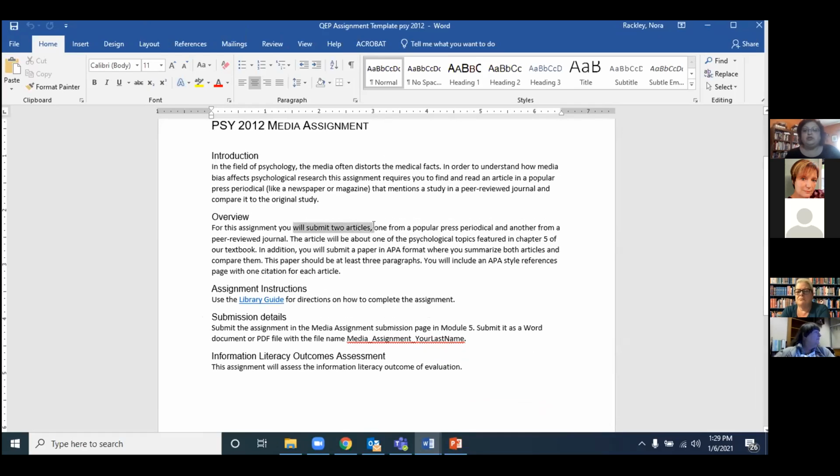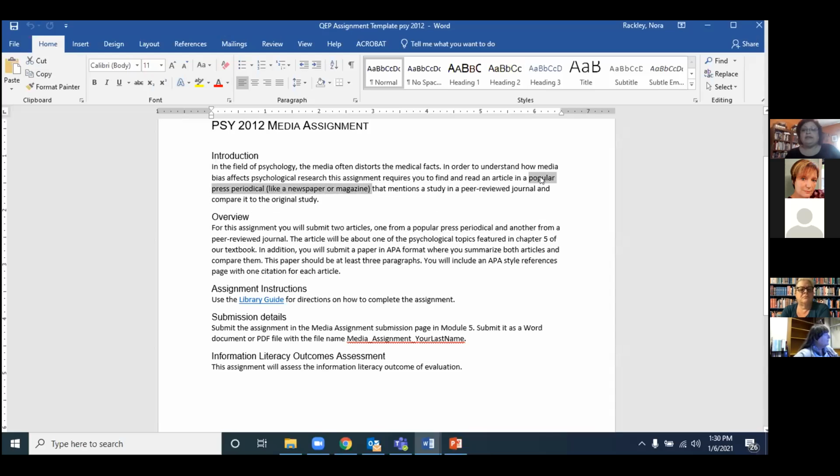So submitting 2 articles, one from a popular press periodical and another from a peer-reviewed journal. Now, one of the things that I had done in that first assignment was I called a popular press periodical a newspaper or a magazine in the first paragraph, and in the second paragraph, I called it a popular press periodical, which is going to confuse students no matter where you go. So being very intentional in your terminology is very important.